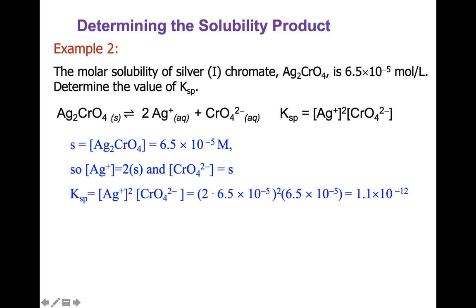Plugging those values in to our expression for KSP, we find 2 times that 6.5 times 10 to the negative 5th, squared, times 6.5 times 10 to the negative 5th. We get 1.1 times 10 to the negative 12th as our value for KSP for the silver chromate.